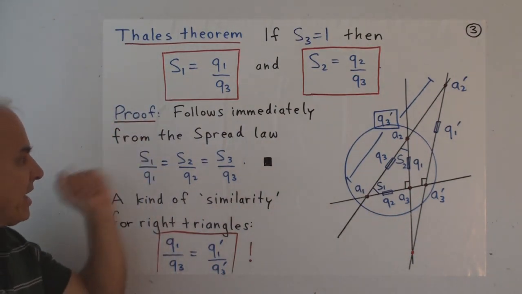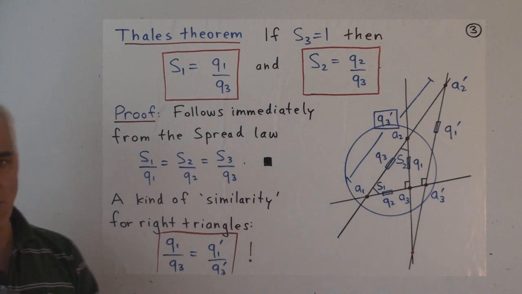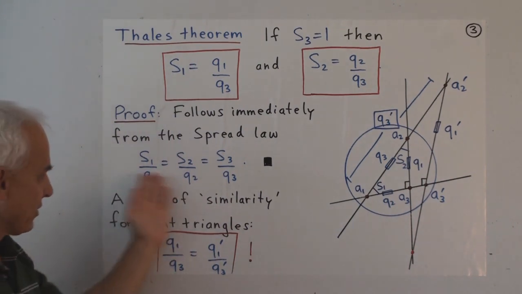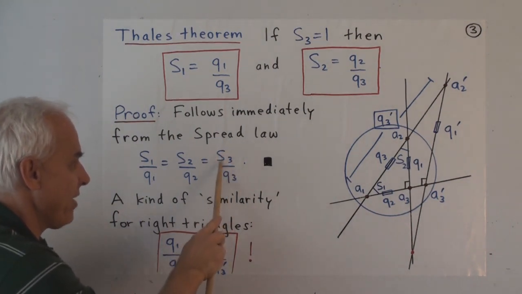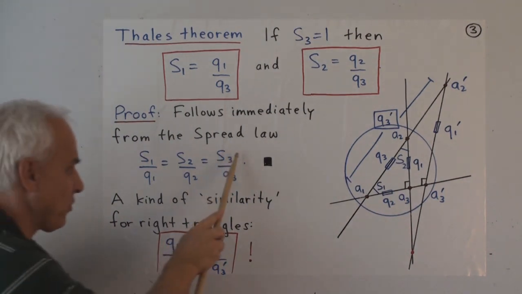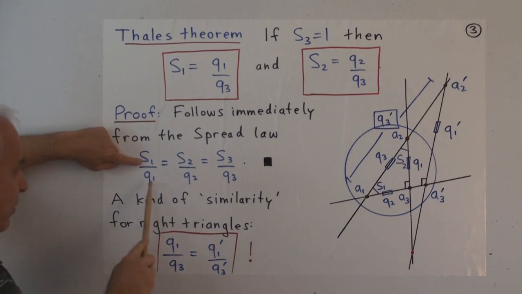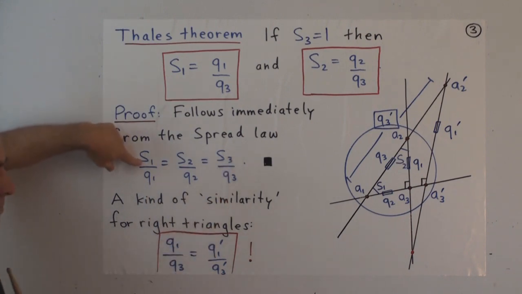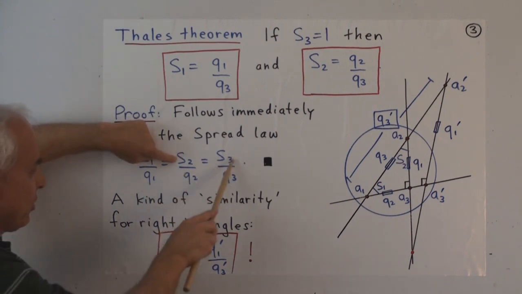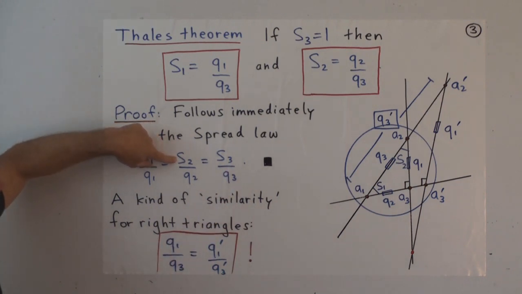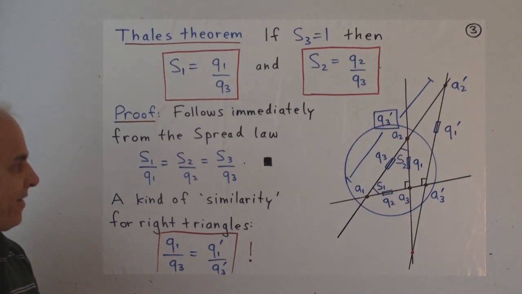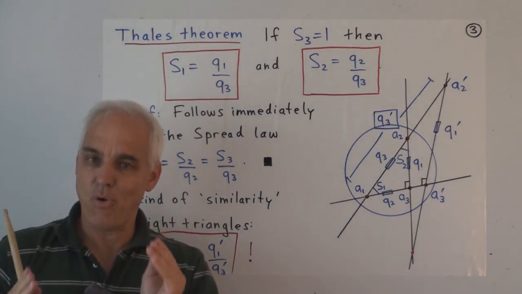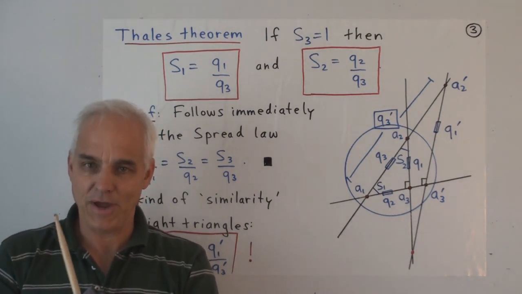The theorem is an immediate consequence of the spread law. There's the spread law. We're assuming that S3 is equal to 1. So if that's equal to 1, then S1 equals Q1 over Q3, and S2 equals Q2 over Q3. It's an immediate consequence of the spread law. Nevertheless, it's a very important and fundamental result that you have to learn.